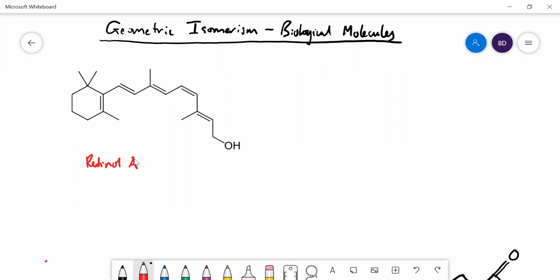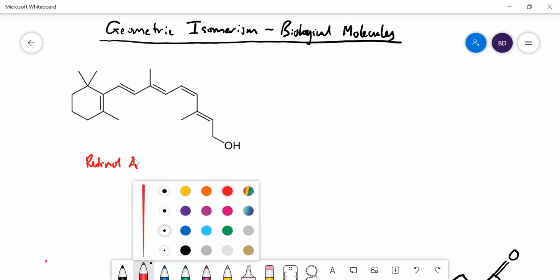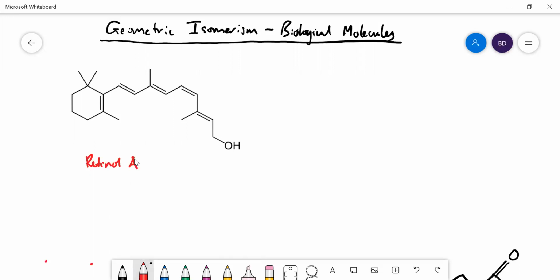Now, you can see there's quite a lot of double bonds in that molecule, but we need to look at this one here. I'm going to put in the invisible hydrogens. There'd be a hydrogen there, and a hydrogen there. And you can probably appreciate that the arrangement around this double bond is the Z form. It's the Z isomer. In old-fashioned terminology, that would be called the cis form.